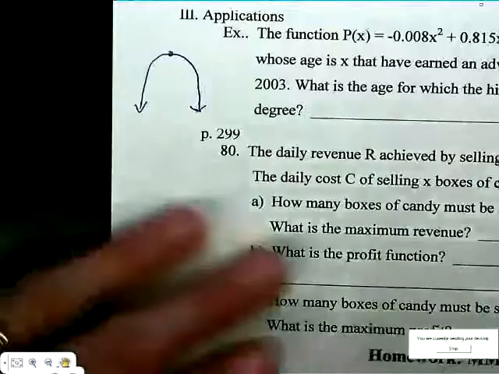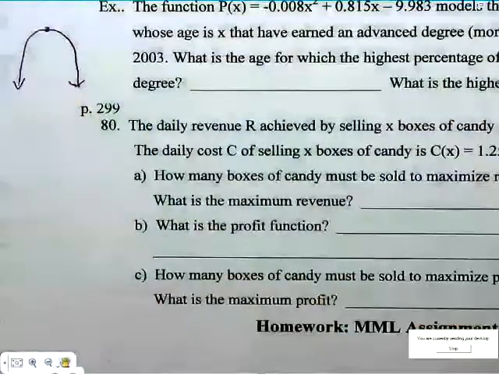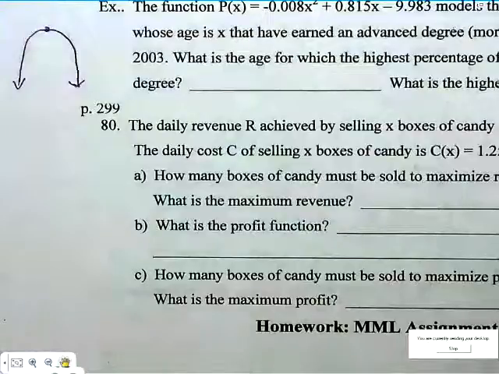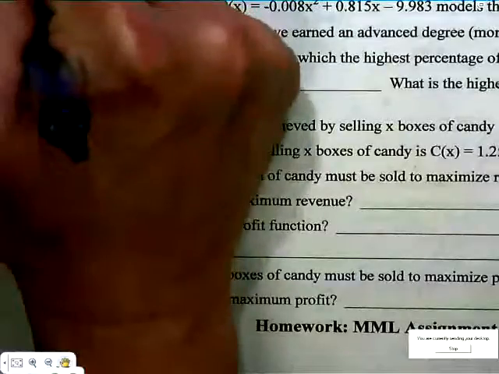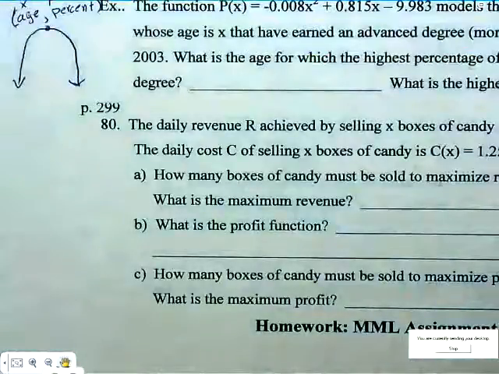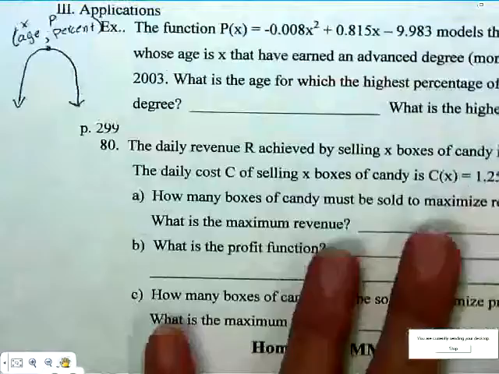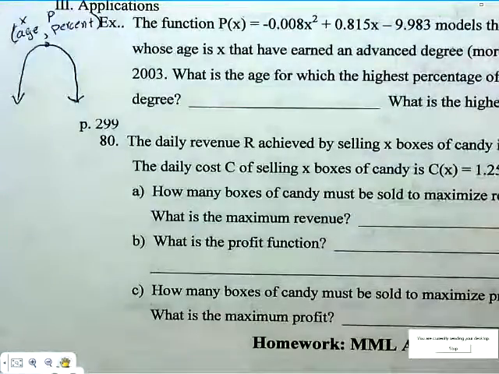So all of these next words, what is the age for which the highest percent of Americans have earned an advanced degree, and what is the highest percentage? All of those words could just be, what's the vertex of this parabola? Because that's where the highest point occurs. There's going to be some age. That's the X value. And then there's going to be some percent. That's going to be the Y value, or in this case, the P value, since this function is named P equals blah, blah, blah. How do I find that vertex? Is the equation in such a form that you can just look at it and see the vertex? No. So you're going to have to use negative b over 2a.